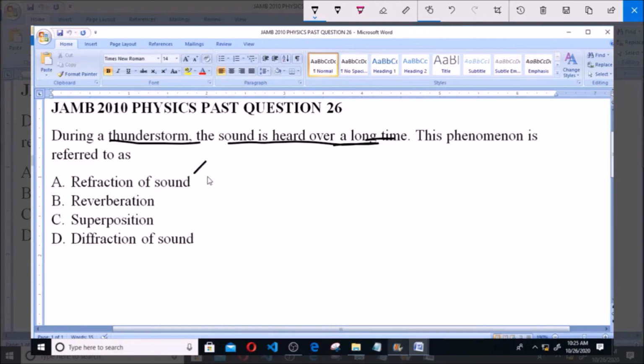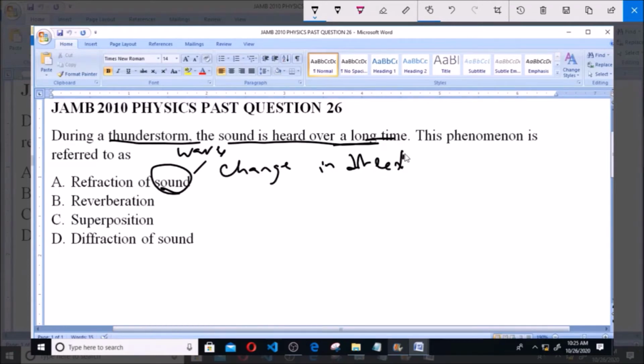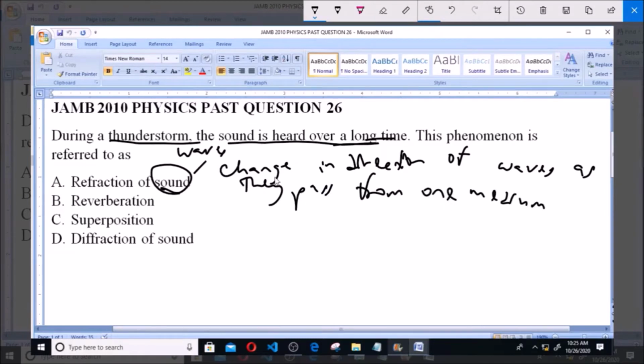Now option A says refraction of sound, and refraction of waves, including sound, because sound is a wave, involves change in the direction of waves as they pass from one medium to another. So that is refraction of sound.